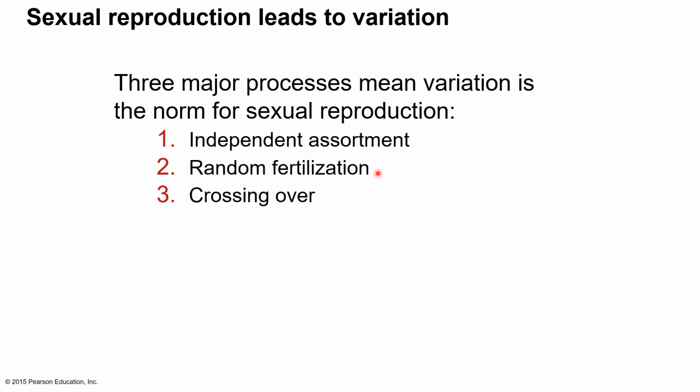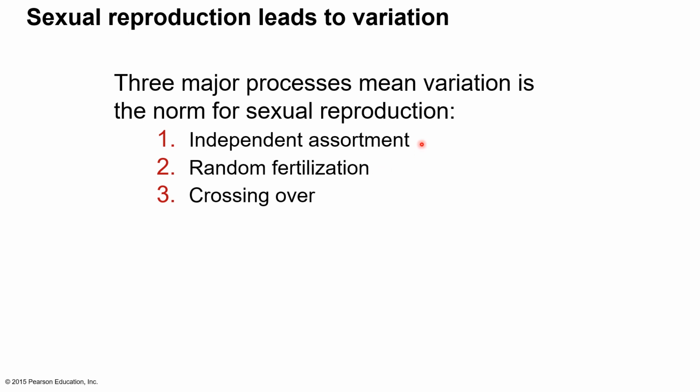Another thing is random fertilization. As I said, once a female produces her eggs and the male produces their sperm, we have no idea which sperm is going to fertilize which egg. Again, this is a completely random process, and every time, let's say, a couple conceives a child, a different sperm and a different egg could be chosen, and so therefore, again, the offspring are going to look different.